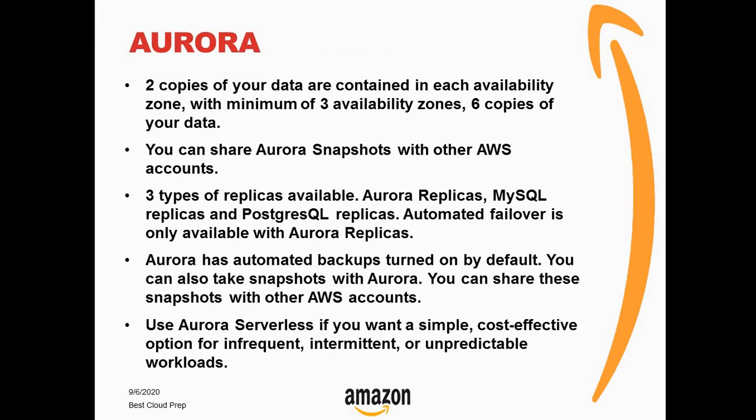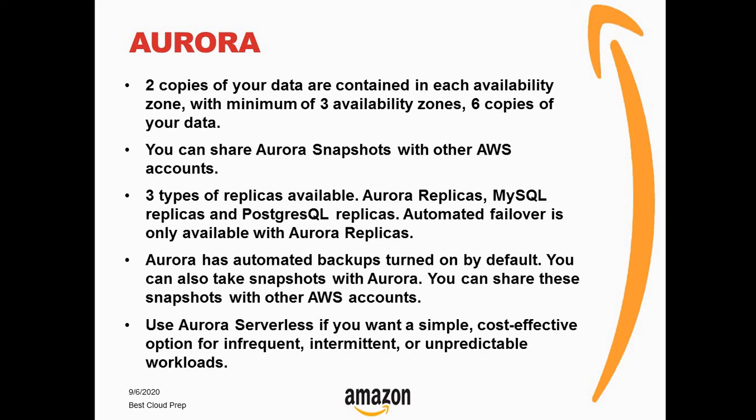So now moving on to Aurora. Remember going into your exams that 2 copies of your data are contained in each availability zone, with a minimum of 3 availability zones. You always have 6 copies of your data. So you can share Aurora snapshots with other AWS accounts. And there are 3 different types of replicas that are available. You've got your Aurora replica, your MySQL replica, and your PostgreSQL replica. And automated failover is only available with Aurora replica.